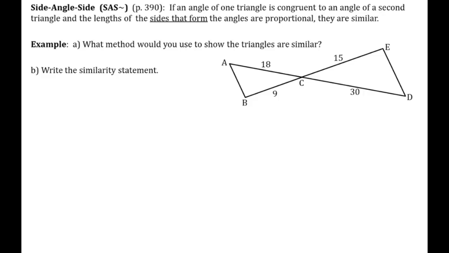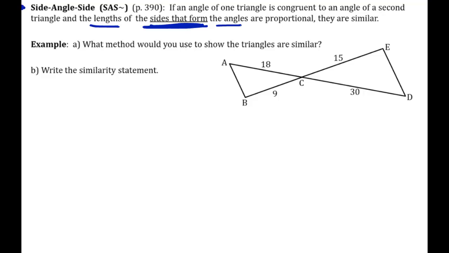Okay, last one to prove similarity is side angle side similarity. Right here, side angle side. If an angle of one triangle is congruent to an angle of a second triangle, and the lengths of the sides that form, and they have to form that angle, are proportional, the two sides that form those angles are proportional, then the two triangles would be similar.